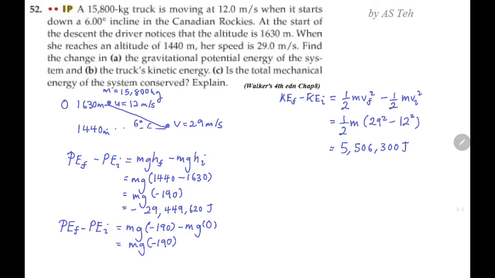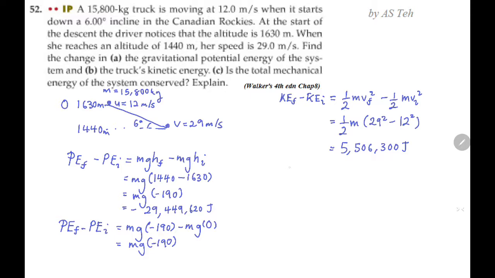So the question asks, is the total mechanical energy of the system conserved? So by value alone, we can see that the values are different. So you would think the change in potential energy would actually contribute to the increase in kinetic energy. So in this case, we know that it's not conserved based on the values.